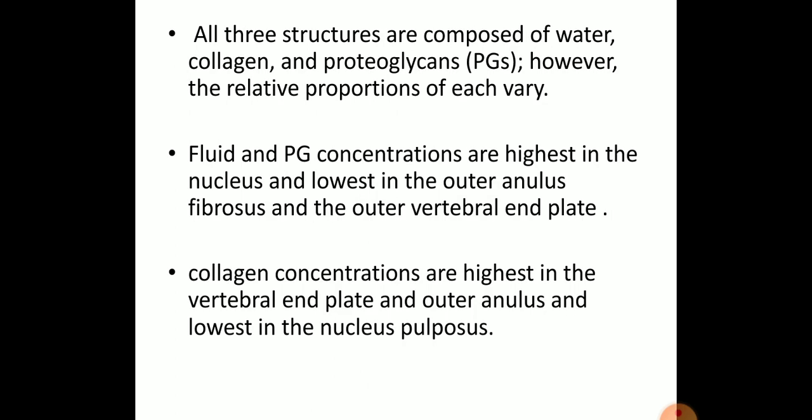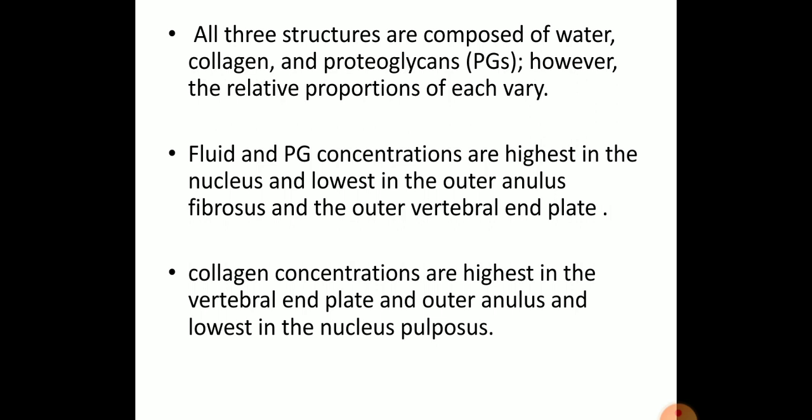All these three structures are composed of water, collagen, and proteoglycans. These are the main components in each of these structures of the intervertebral disc, but the amount of each component varies in each structure. The nucleus pulposus has a high amount of water content and a high amount of proteoglycans compared with the annulus fibrosus and the vertebral end plates.